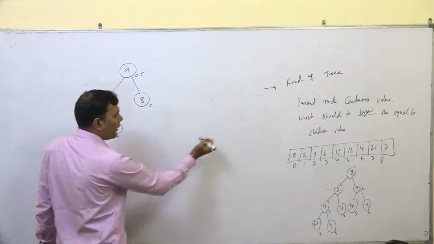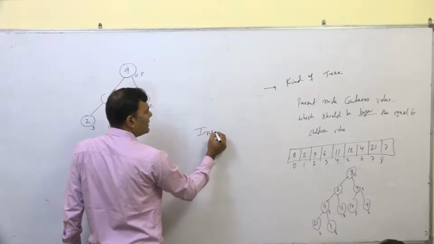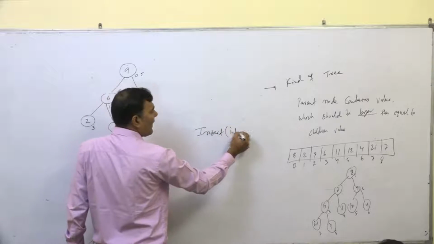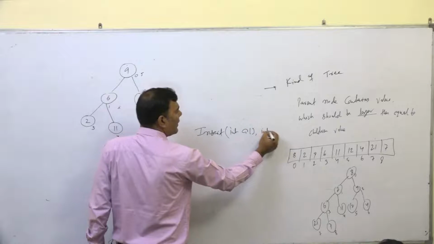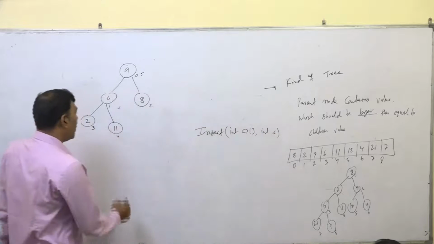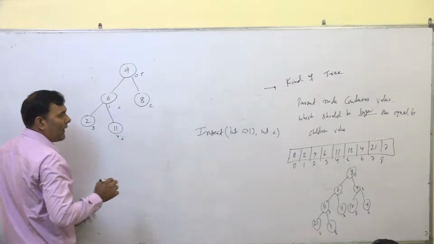It means if you are talking about insert, in insert we have one array A and an integer index. If it is your ith index, then how can you insert?